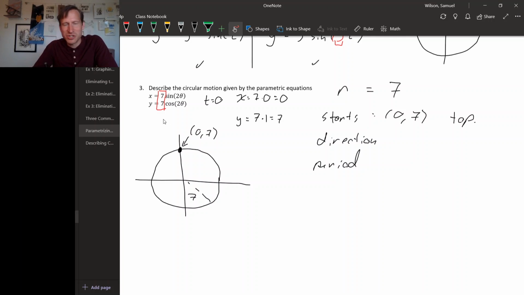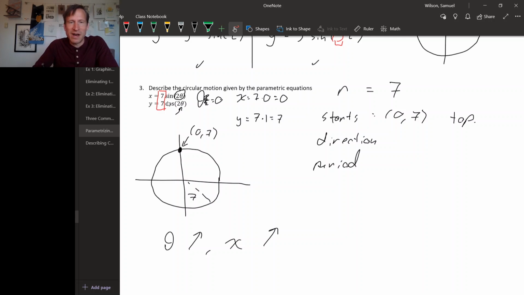Okay, now let's see which direction we're going. Oh, I see I've been using t instead of theta here. I use theta right there. Okay, so now let's figure out which direction we're going around the circle. So just imagine that theta starts at 0 and then increases a little bit. So when theta increases, 2 theta also increases in the positive direction. And when the angle increases, sine gets bigger. So as theta grows, x also grows. It starts out at 0, but then it goes positive.